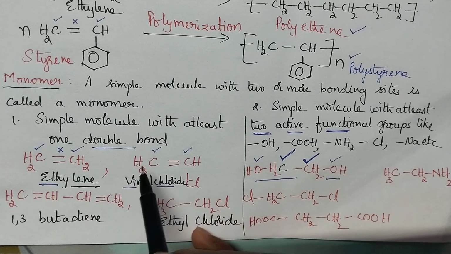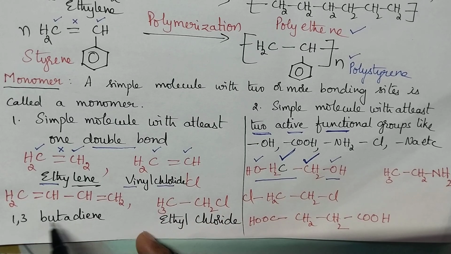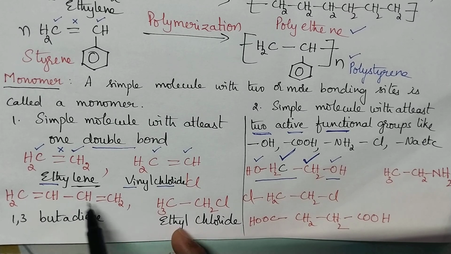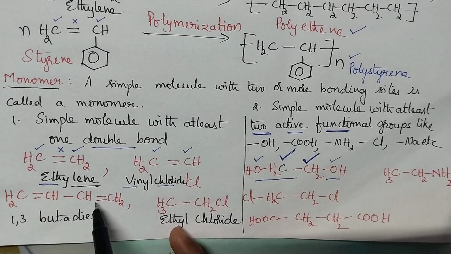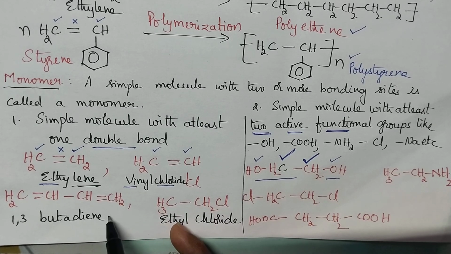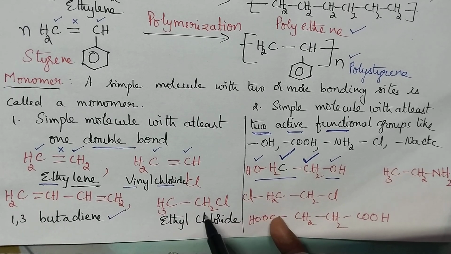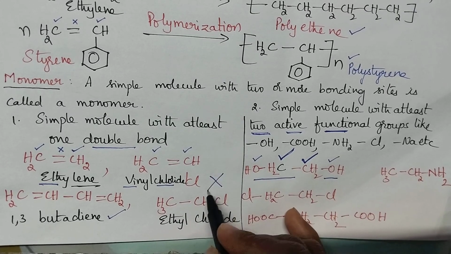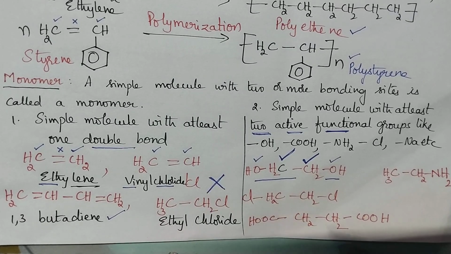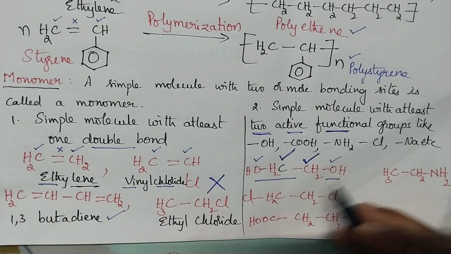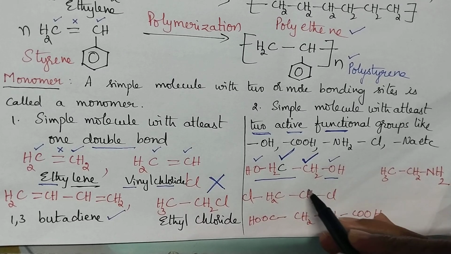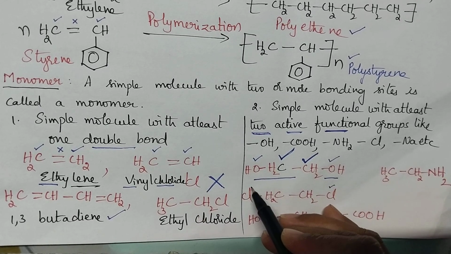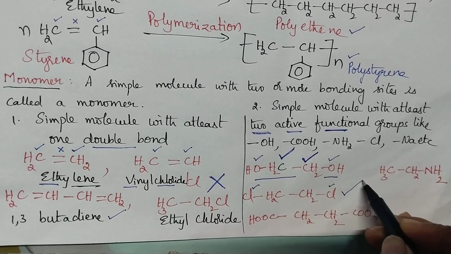Let us see a few more examples. Here in this case, 1,3-butadiene. It has two double bonds. At least one double bond is enough to act as a monomer. So it is a monomer. But coming to the other molecule, it is ethyl chloride. No double bond is present and it does not have two active functional groups. So ethyl chloride cannot act as a monomer. In a similar way, we can see other examples. It is ethylene chloride. Here also two active functional groups are present. Hence it is a monomer.